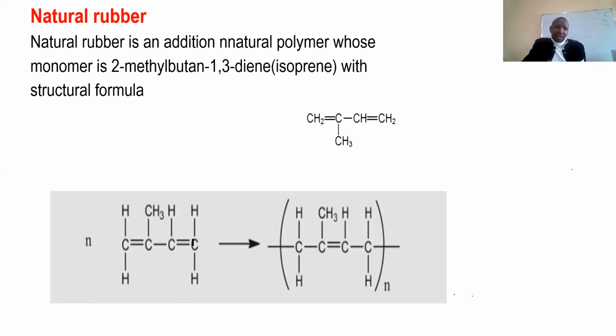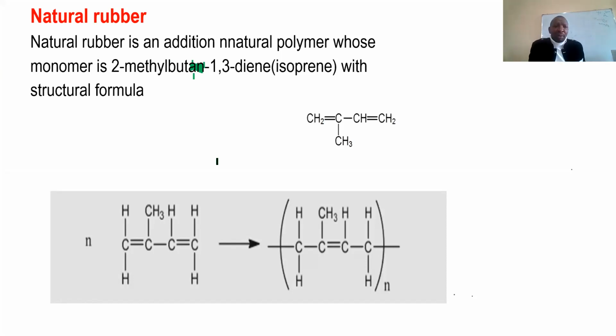2-methyl-butan-1,3-diene. In that kind of scenario, I think this should be but, not butan. This should be but-1,3-diene, or rather isoprene. So this is the natural rubber.